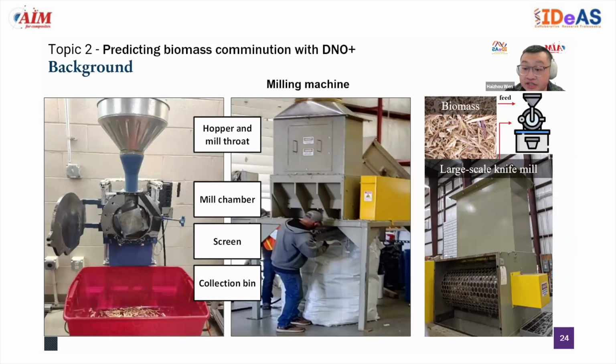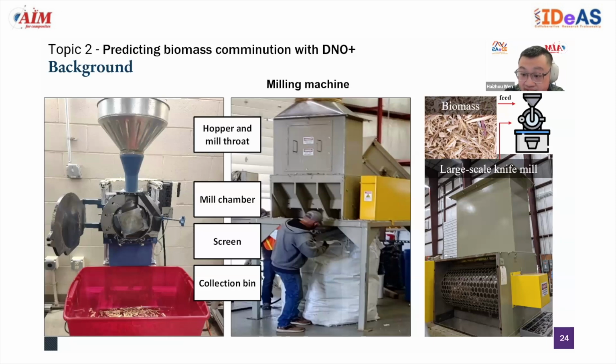So here it shows a machine that is composed of different major components. It has the hopper and the mill throat for the raw biomass to go through, and the mill chamber to cut the biomass. The screen is placed at the bottom of the mill chamber to control the output milling size. The ground biomass finally drops into the container for people to collect.